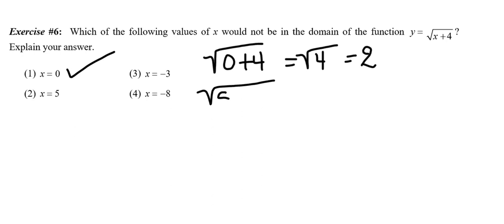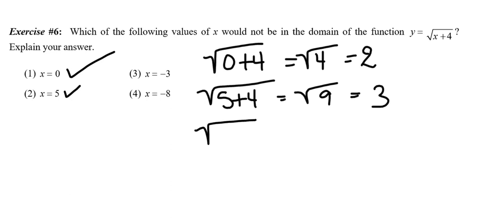Let's try x equals 5. Square root of 5 plus 4 is the square root of 9, which equals 3. That checks out. Let's try negative 3. Square root of negative 3 plus 4 equals square root of 1, which is 1. And that checks out.